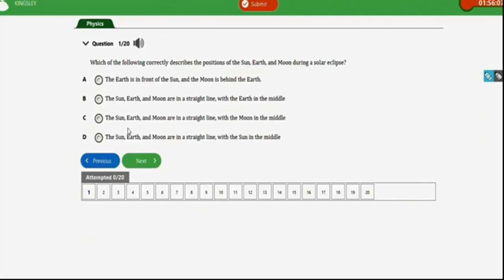So that's the correct option to this question, option C: the sun, earth, and moon are in a straight line with the moon in the middle. That's a solar eclipse for you, or eclipse of the sun. Let's go to the next question, which is this one.